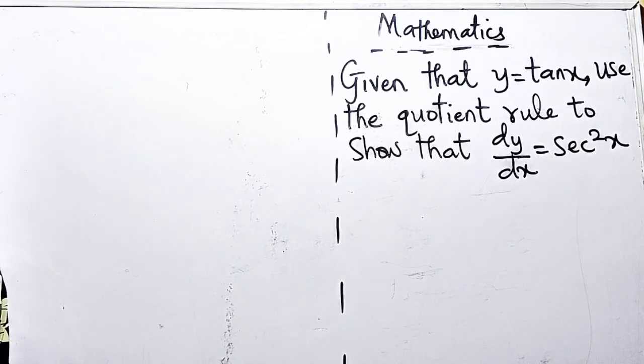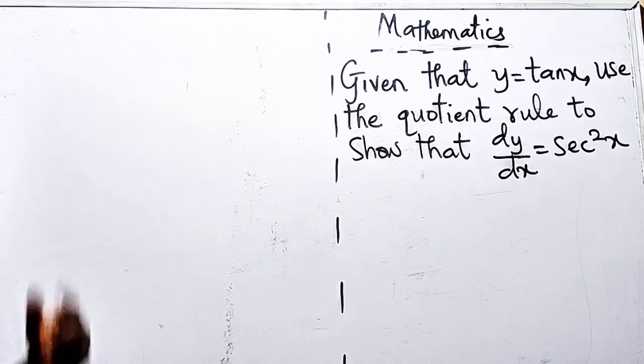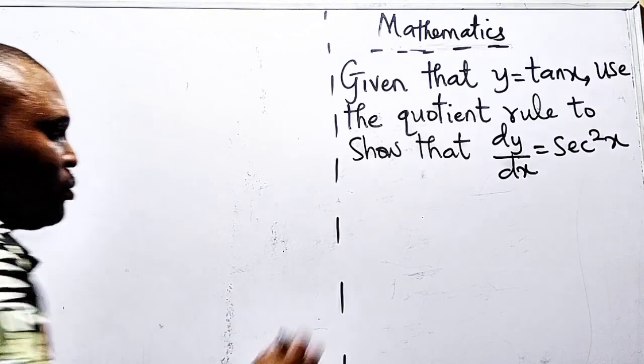Today we shall be looking at mathematics. Now we have a question on the board. It reads, given that y equals tan x, use the quotient rule to show that dy/dx equals sec squared x. So how do we solve this question? Let us go.